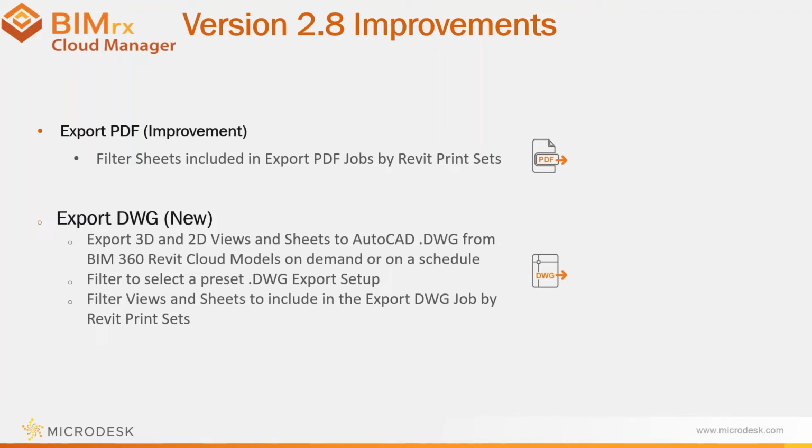We also added a brand new feature, Export DWG. Now you can export 3D and 2D views or sheets to AutoCAD DWG format. You can filter which DWG export setup is used for each model in the Export DWG job based on the name of the setup. Just like PDF export, you can use print sets to control which views and sheets are exported to DWG.